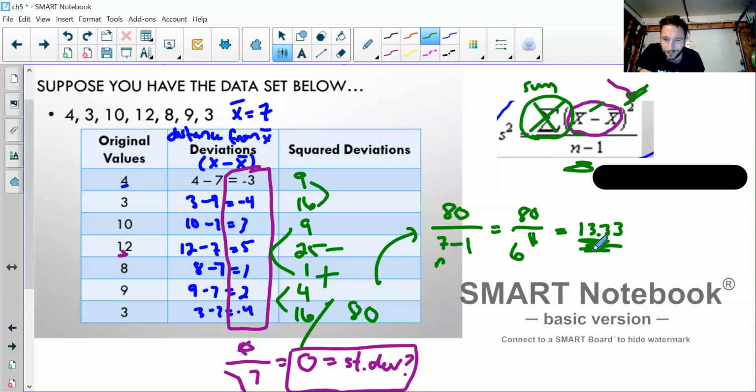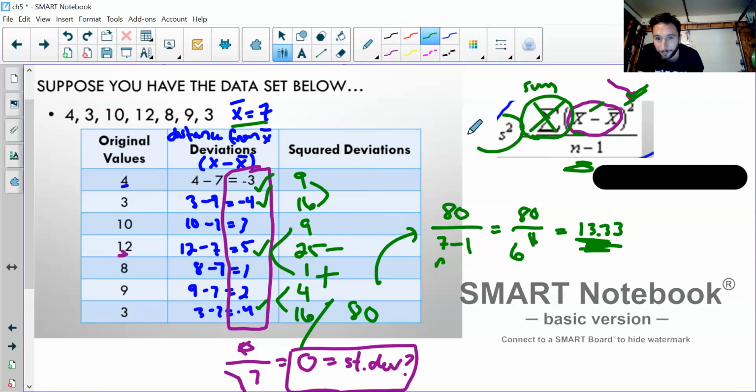But this isn't our standard deviation. We're not done yet, because that shouldn't feel right. The average distance from the mean is 13, right? The average was 7. The biggest distance from the mean was 4, essentially, right? Or I'm sorry, was 5, right? So nothing was even close to 13 units away from the average.